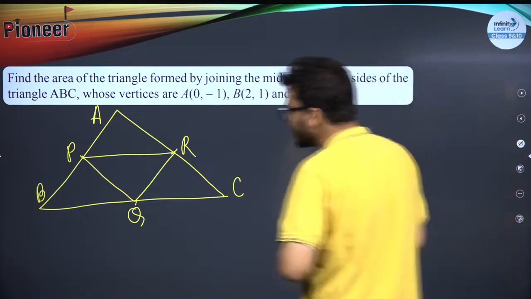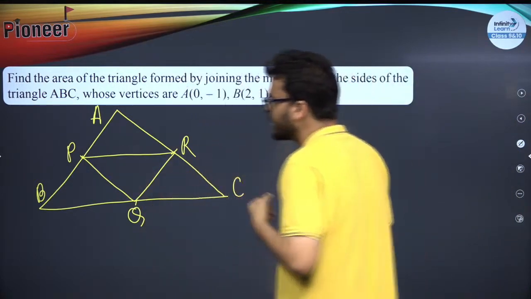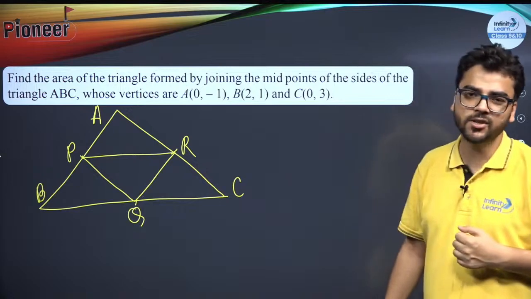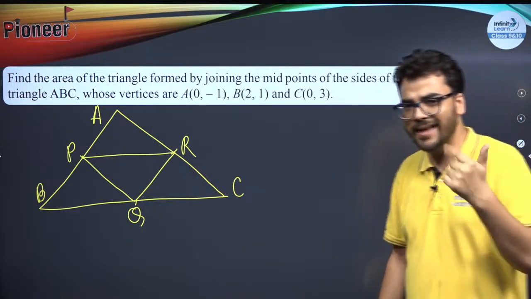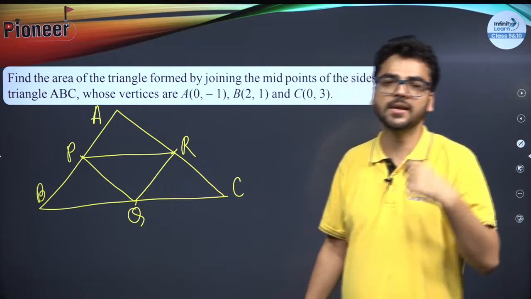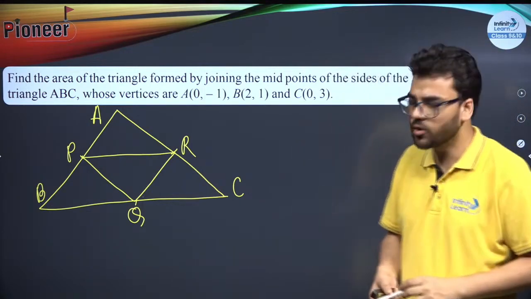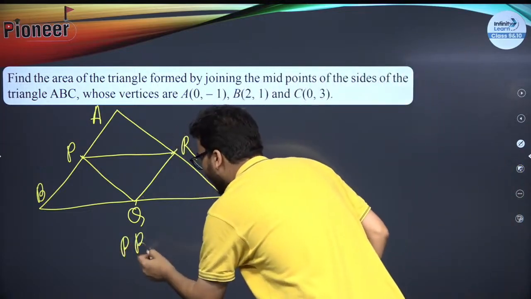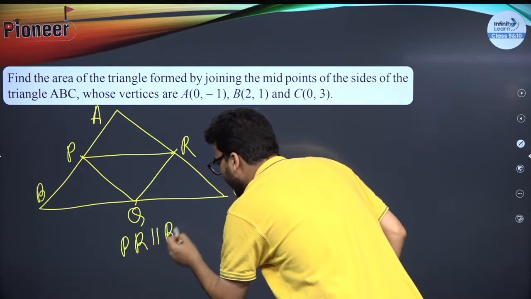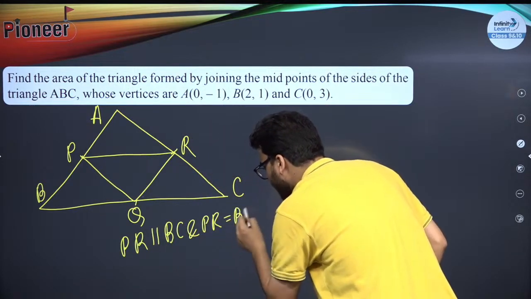So over here, I'm not writing those things, you'll understand it. You know that the line segment joining the midpoints of two sides of a triangle is parallel to the third side and is equal to half of it. So basically I'm saying over here that PR is parallel to BC and PR is equal to BC by 2, using the midpoint theorem, right?